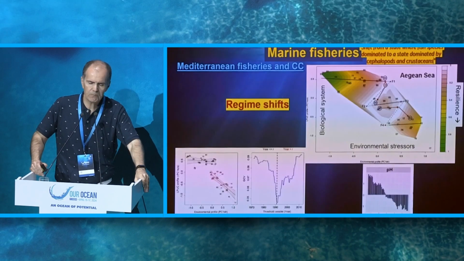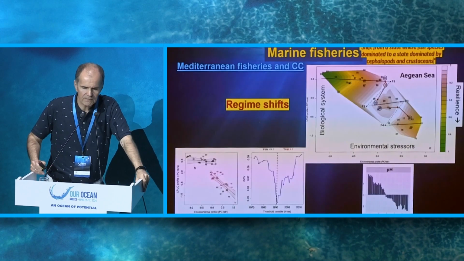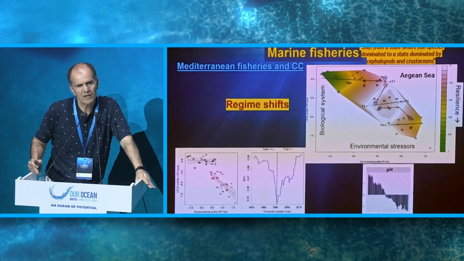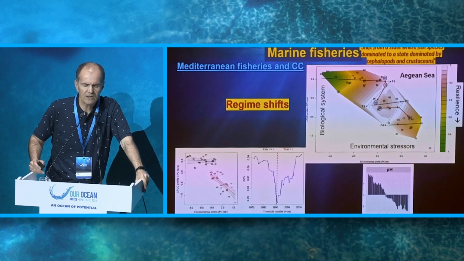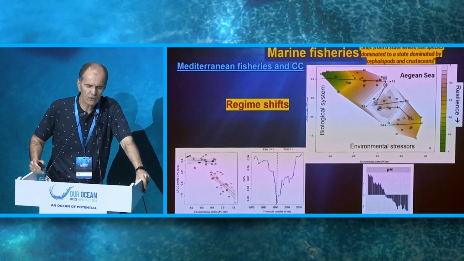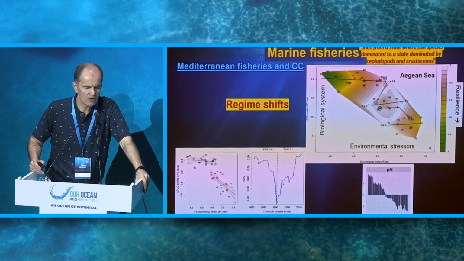Now, some examples of climate change effects. One effect is the regime shift. Regime shift is actually a reorganization of the whole ecosystem, which can be attributed also to climate change and fishing as well, generally anthropogenic activities.